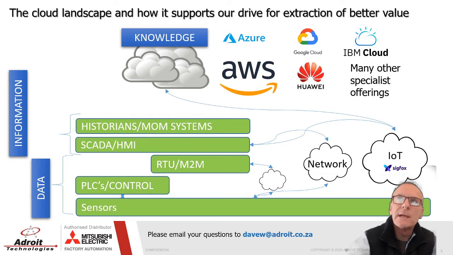Right, let's have a look at the landscape and how it supports us in the automation world. At the bottom, you've got sensors, which can then deliver data, if you want to, into PLCs and control systems via RTUs, alternatively via a network directly, and then specialist networks such as IoT networks like Sigfox, which will allow you to put the data either into a SCADA system, into a plant-based system, or directly into the cloud.